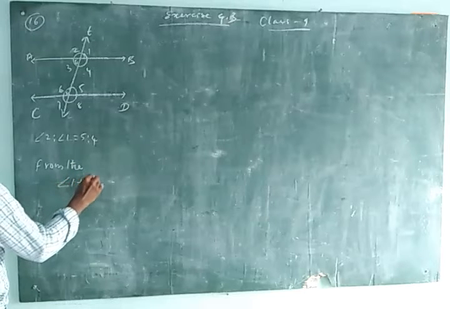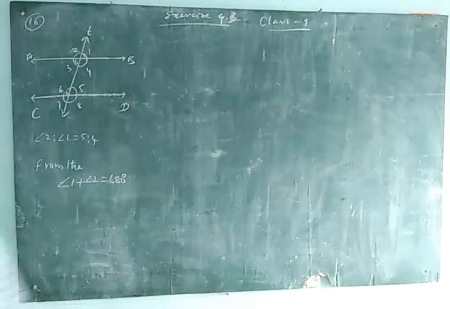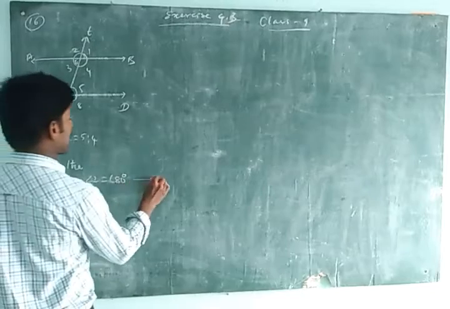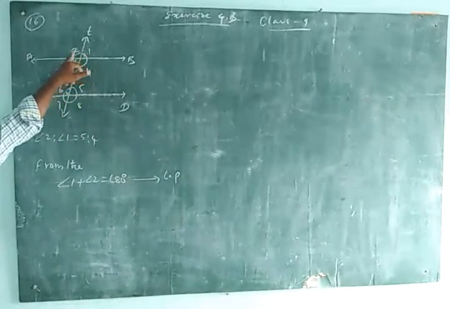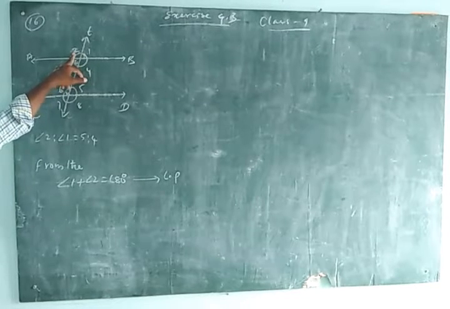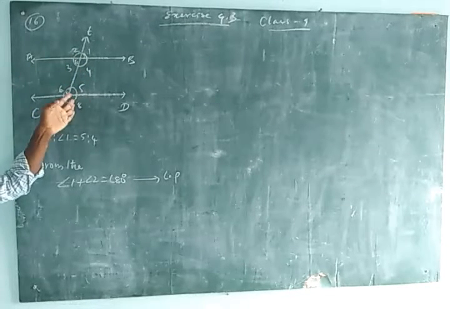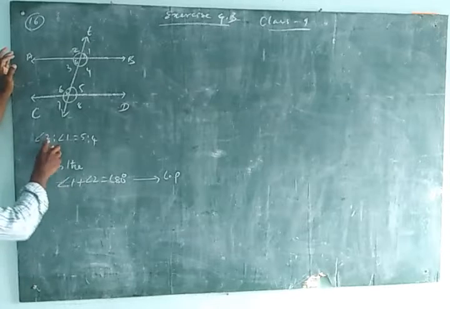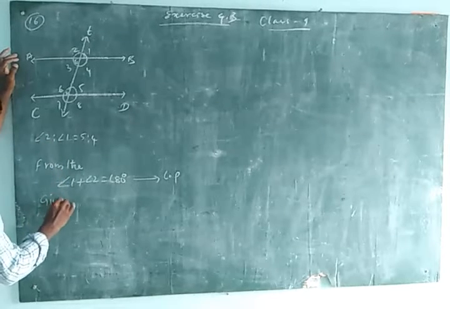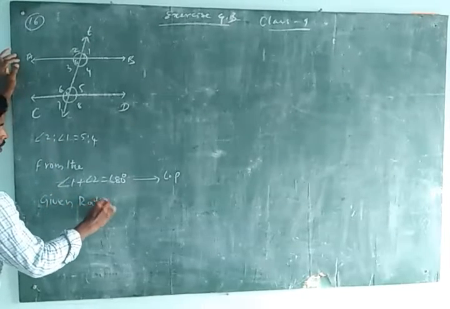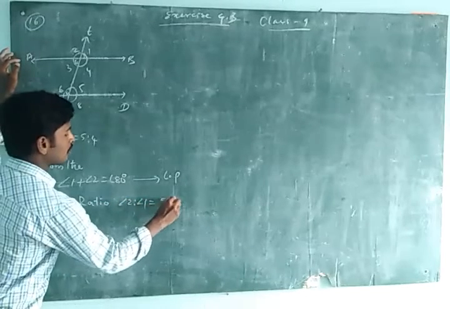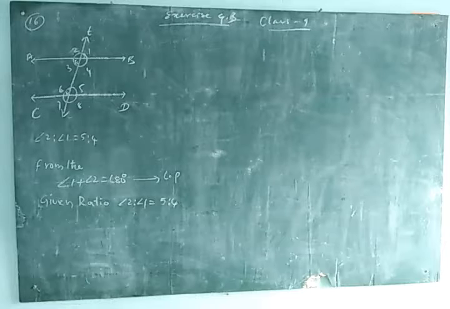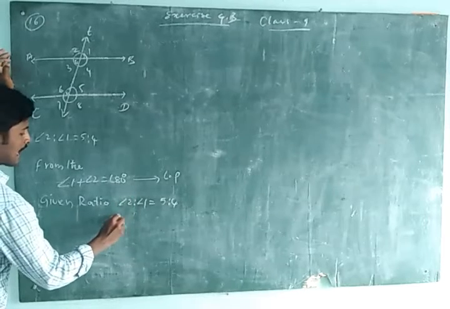Angle 1 plus angle 2 is equal to 180 degrees because of linear pair as well as adjacent angles. Given ratio: angle 2 is to angle 1 is equal to 5 is to 4.